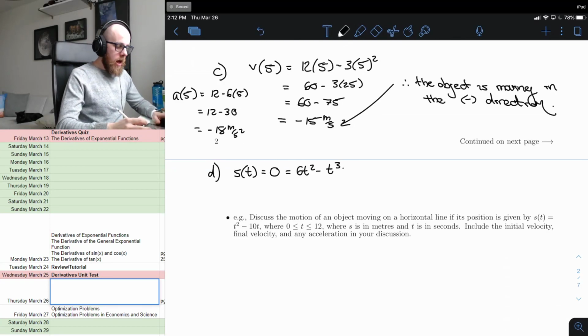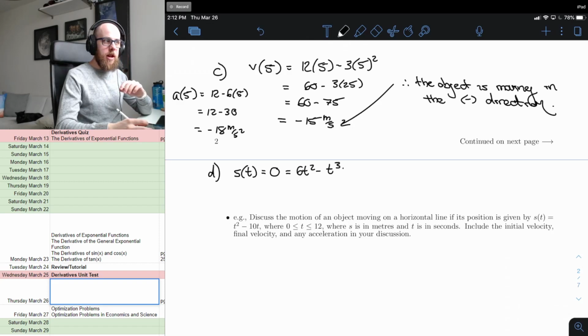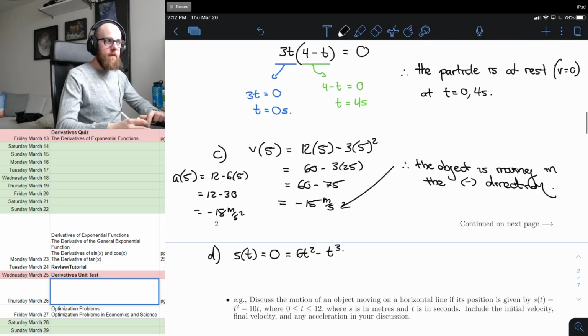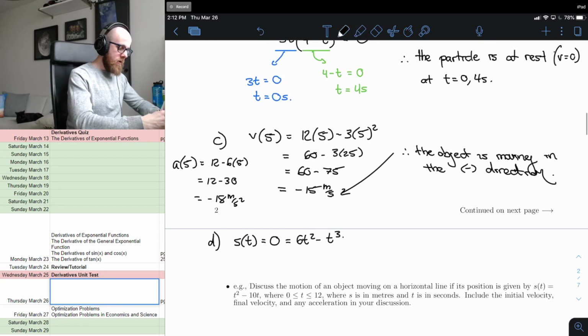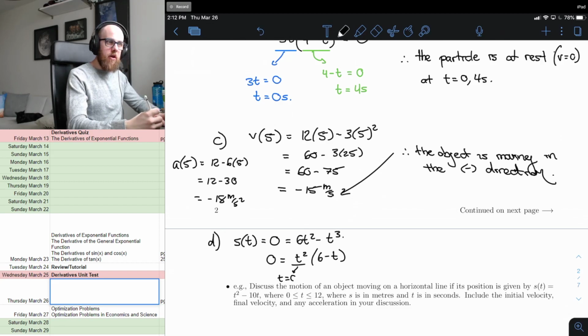Okay. And essentially I'm going to do the same exact thing that I did for the velocity function up here, when I wanted to figure out when it was at rest. I just want to figure out where the position is 0, so I'm going to factor. Okay, so 0 equals t squared times 6 minus t. All right, so this one gets me t is equal to 0. That makes sense. That's my starting point. Okay, so that solution should be pretty clear.